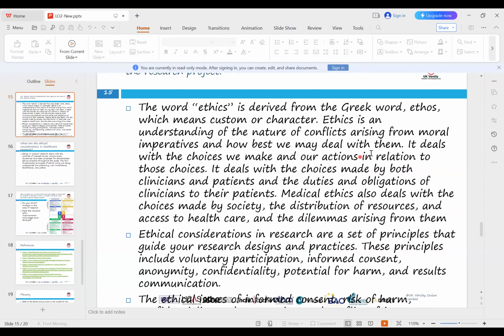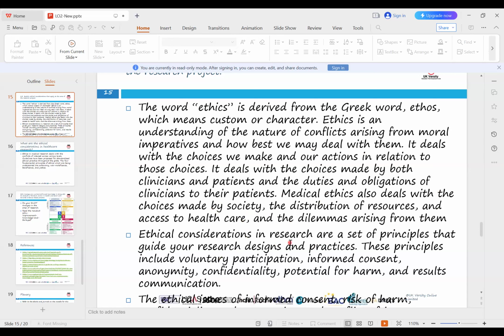It helps you understand if there's any conflict arising within your research. It deals with what choices can be made. For example, are your participants joining voluntarily or involuntarily? It tells about what problems can arise from your research and how you are going to minimize those problems to the best of your ability.